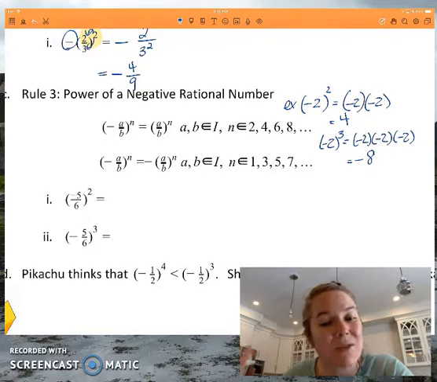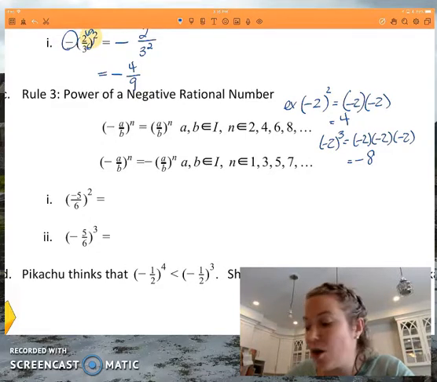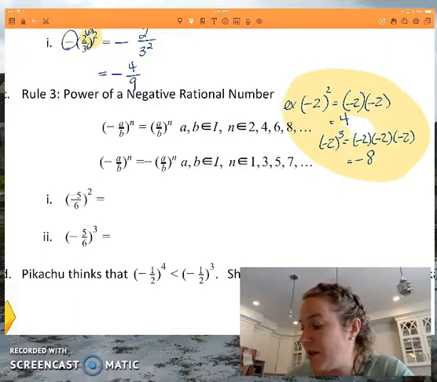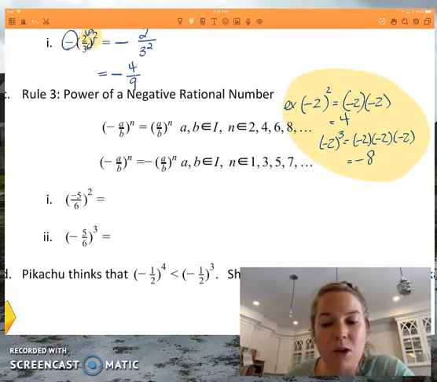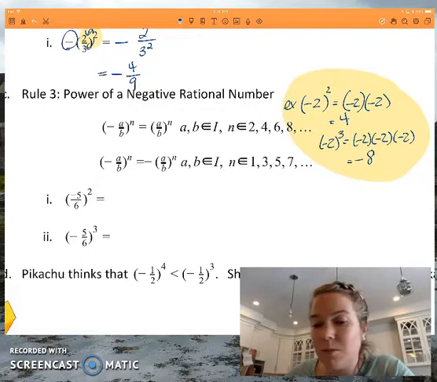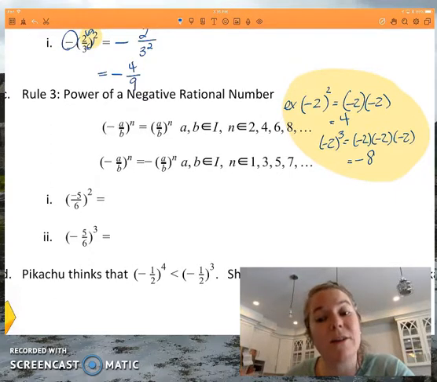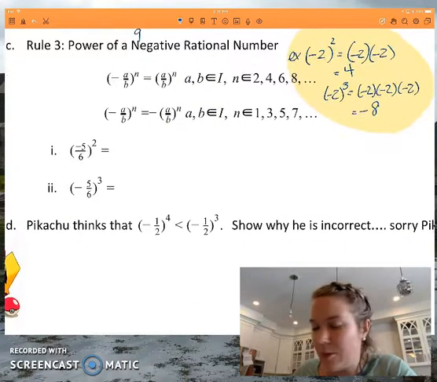Because when you're stuck, if you can't remember the rules, you can always go back to what I call the first principles or the basics and figure it out on your own, relying on how well you understand what an exponent tells you to do. So let's look at our first example.